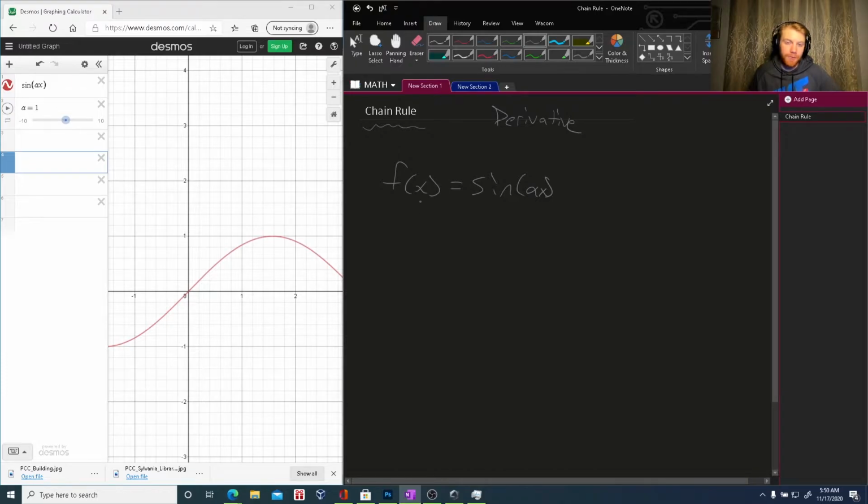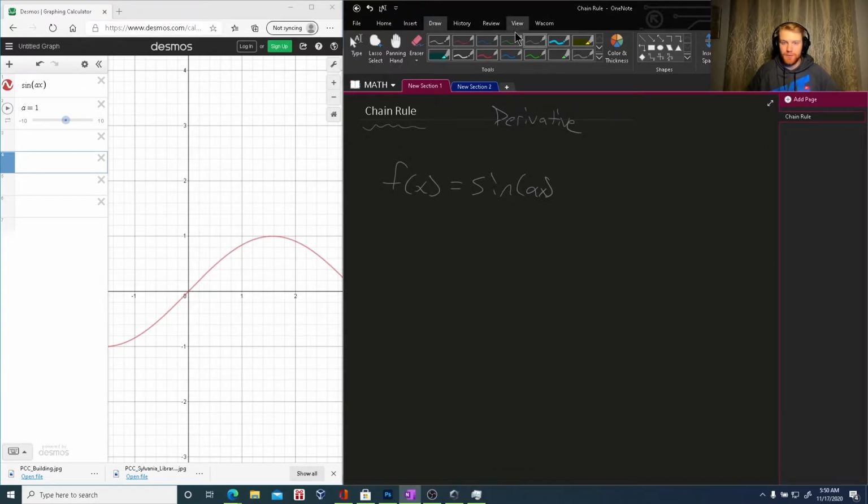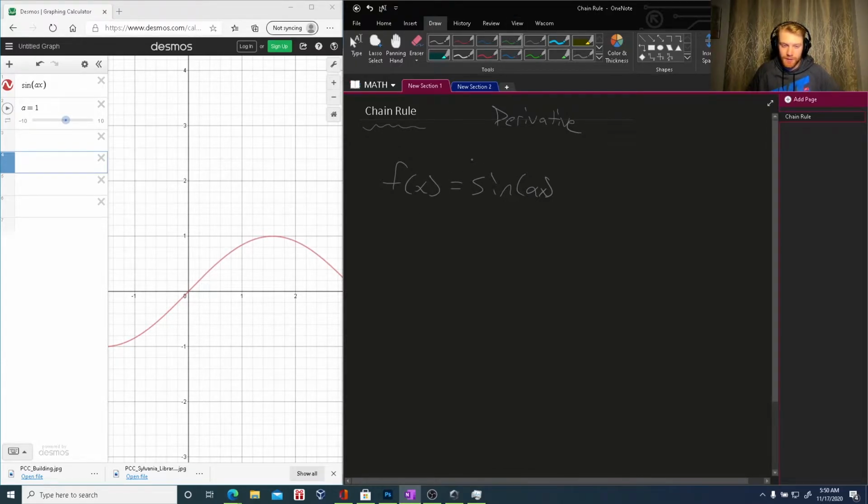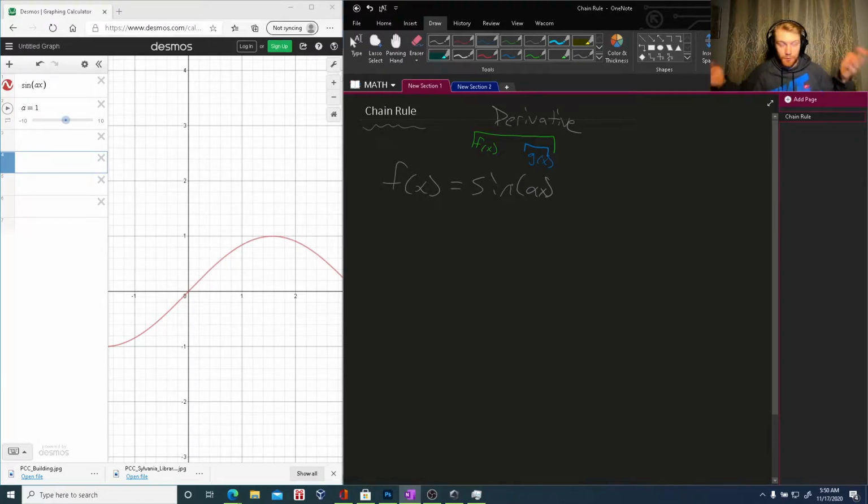So the first thing we're going to do is look at this and break it down, and we're going to say there are two functions, one of them nested within the other. We have an f of x, and we have a g of x. The g of x is ax, like 2x or whatever you want to call it, is the inner function, and then the f of x is the outer function.